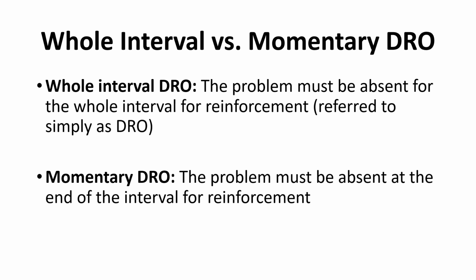So the only real time that a momentary DRO is effective is after a whole interval DRO has already been successfully implemented. So we can use a momentary DRO to maintain a reduced amount of that behavior, but it's not really a good way to establish a reduction in that behavior.